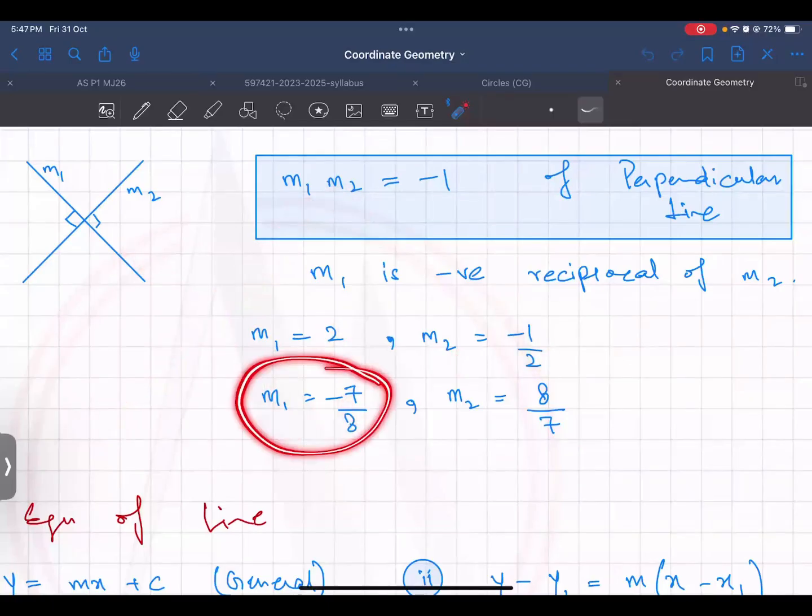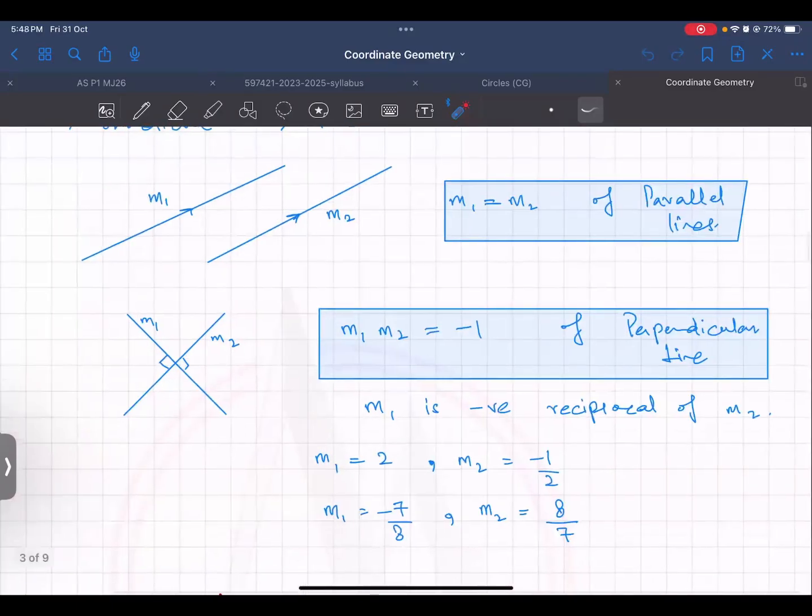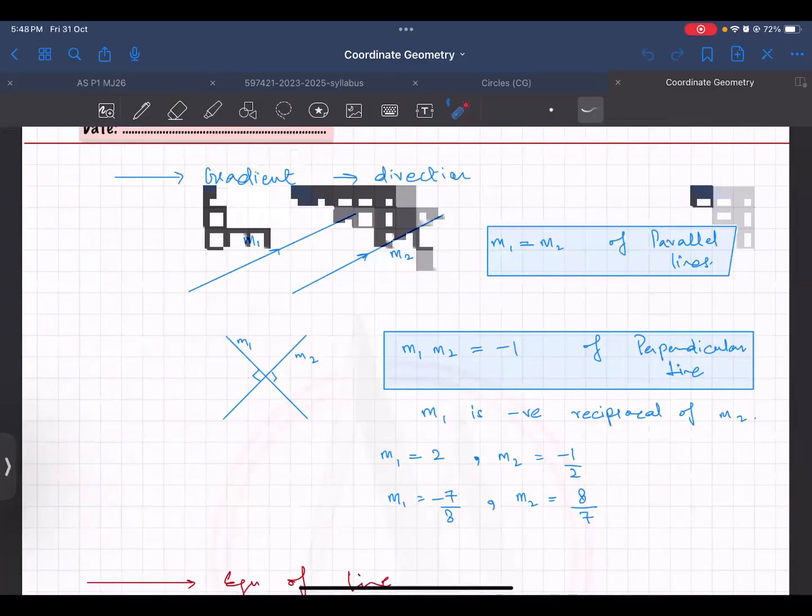If your gradient of one of the lines is negative 7 upon 8, you do the negative reciprocal, so you will get negative negative becomes positive and 8 upon 7 upside down. So if you know that the two lines are parallel or perpendicular, you can then work out the gradients of each other by these two relationships.